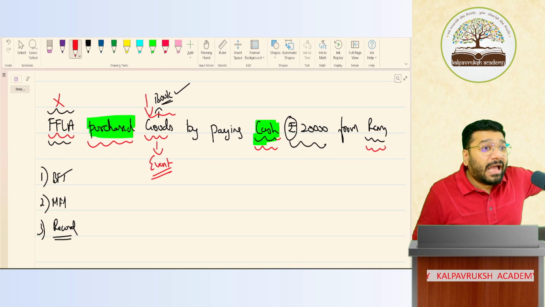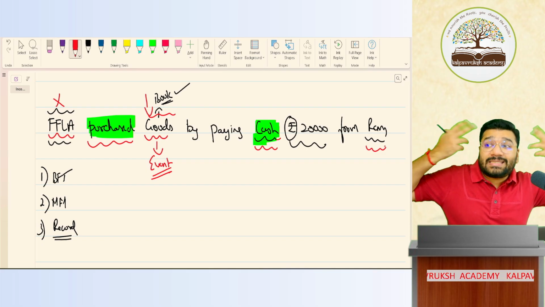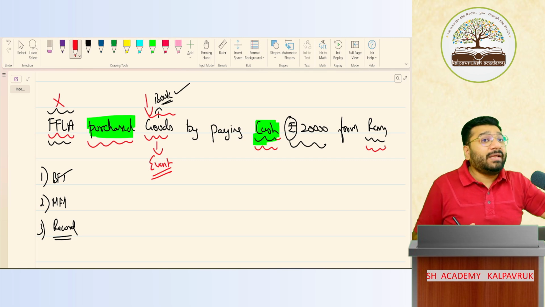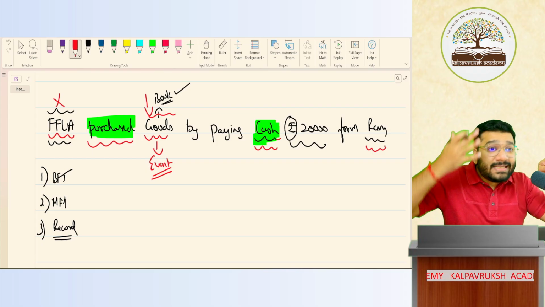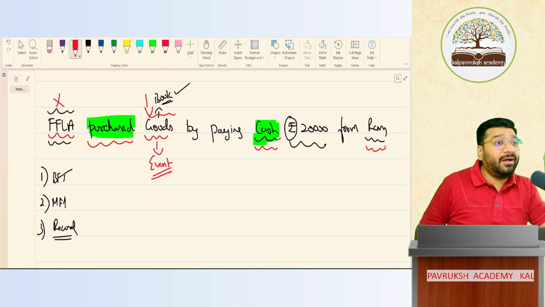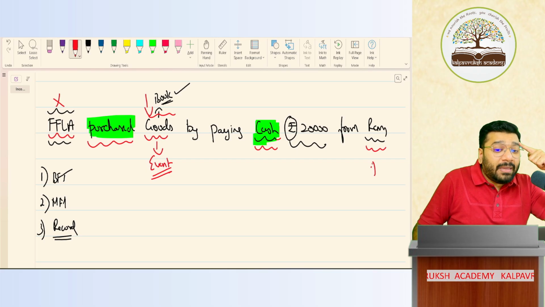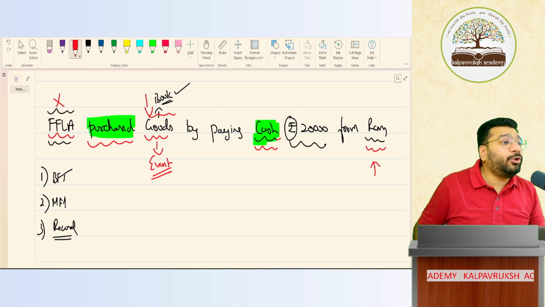Now that I've already paid the money to him, do I need to remember his name? Do I need to open his account? Not required. In a cash purchase, the supplier's name is not required to be remembered. His account need not be created. But if it is a credit purchase, I need to remember to make the payment to Ram in future. Hence, I need to open Ram's account.